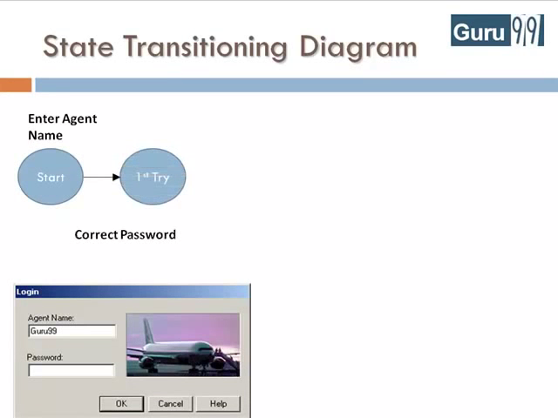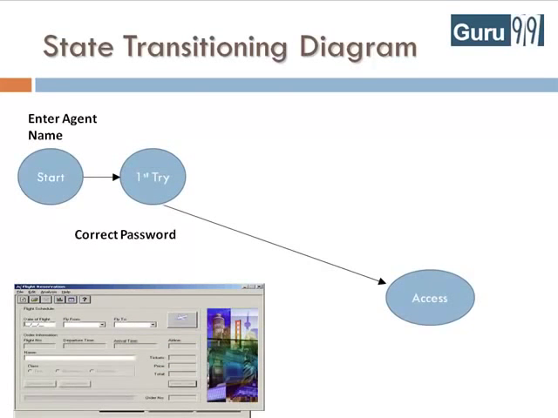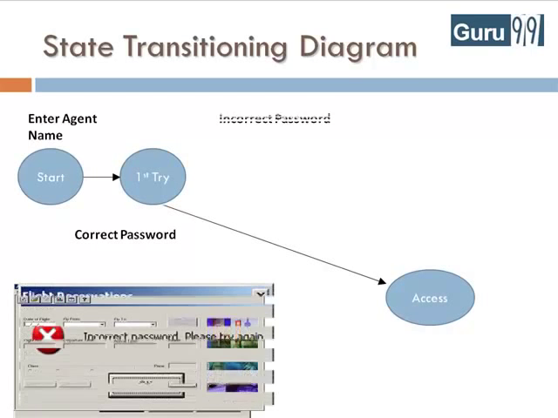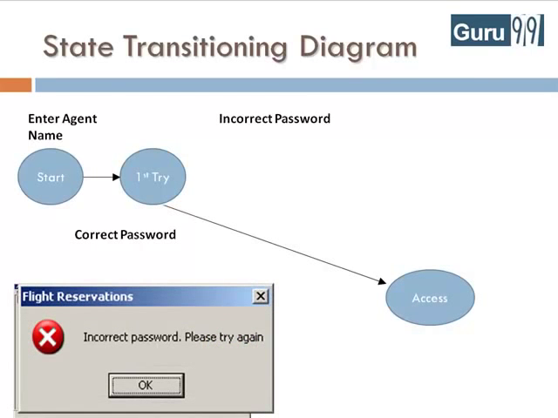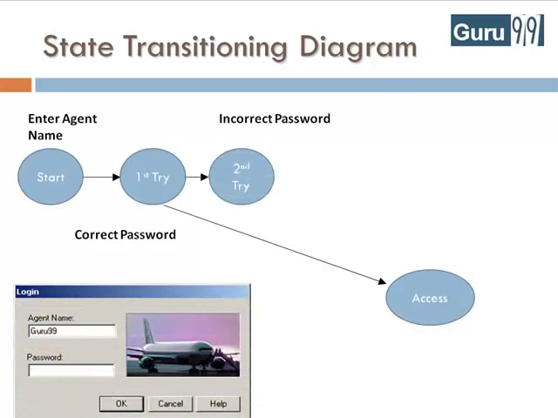On the first attempt, you enter the correct password, and you are given access to the application. In case you entered an incorrect password, an error screen is shown, and you are asked to enter the password again, the second time.